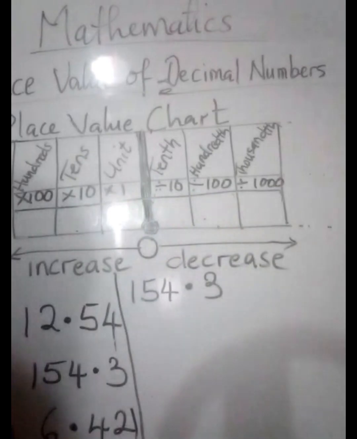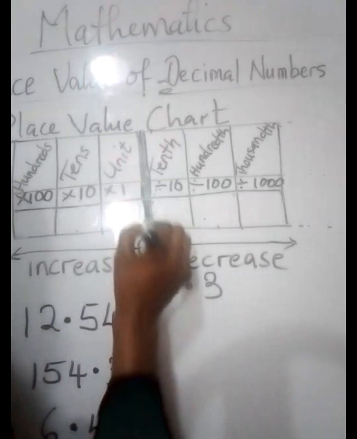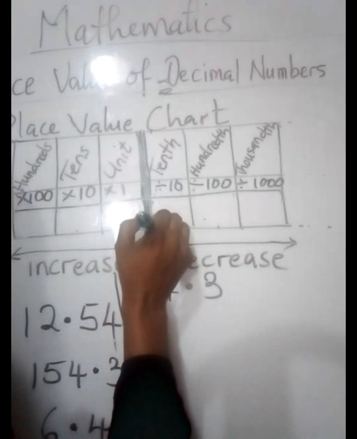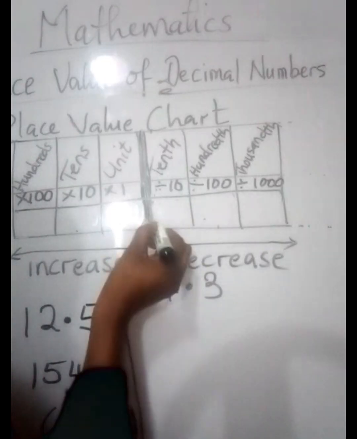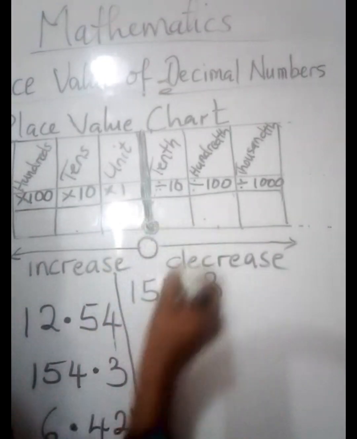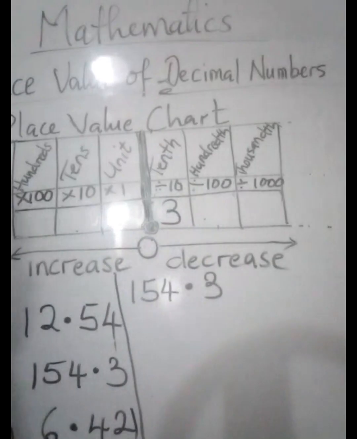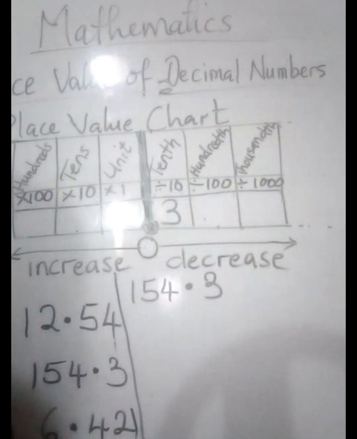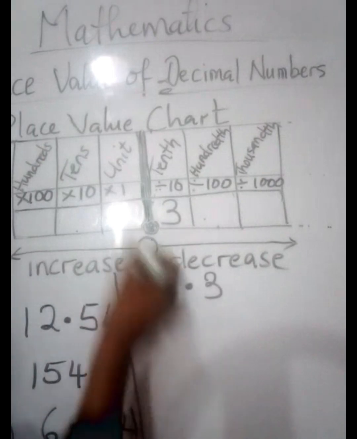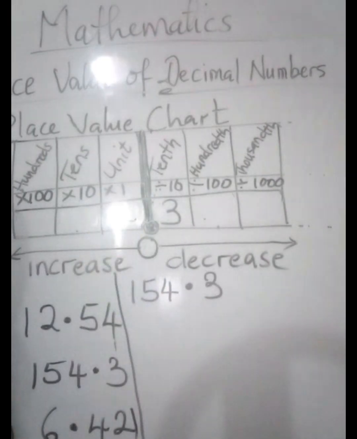What I will always advise is to always use your point to mark how you arrange your number. That will always help you. So look at this point. It's right in the middle here. What is the number to the right of the point? The only number you have there is 3. You put it under the tenths with a TH because it's to the right of the point. To the left of the point, the first number is 4, so you have 4 under unit. After 4, you have 5, under tens. And after 5, you have 1, that comes under hundreds.